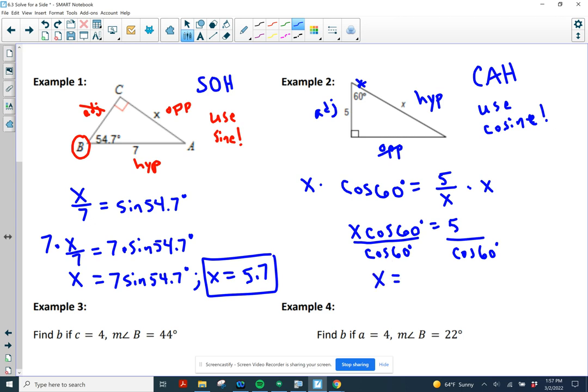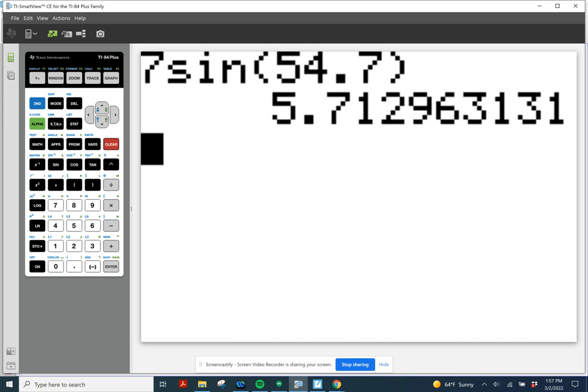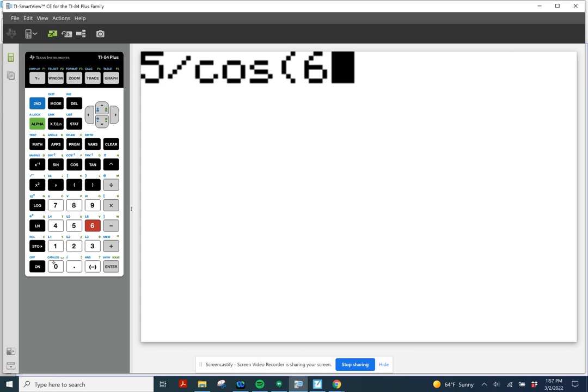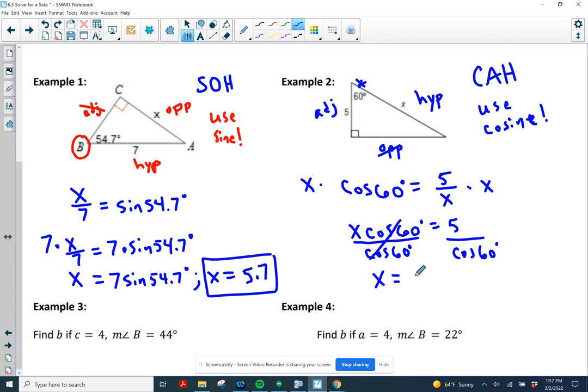So x equals 5 divided by the cosine of 60 degrees, because those are going to go away. That's going to turn into a 1. X times 1 is just x. Right? So those go away. Common factor. Take them out. So I'm going to go grab my calculator, and I'm going to do 5 divided by the cosine of 60 degrees. And that is exactly 10. So x equals 10. And we're done.